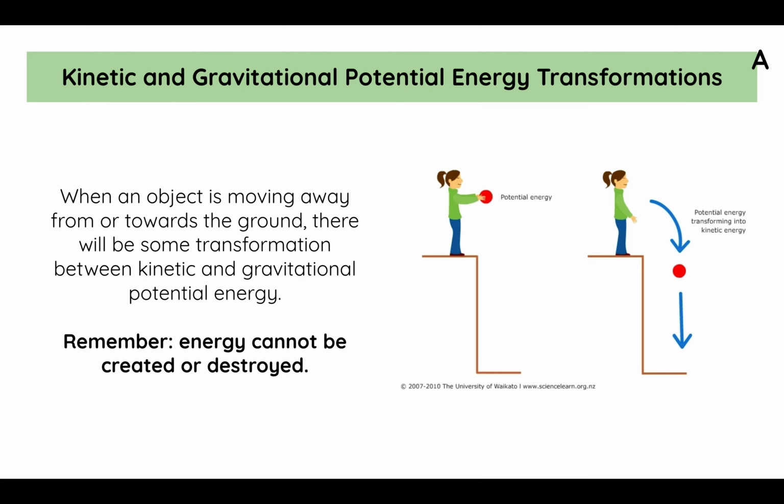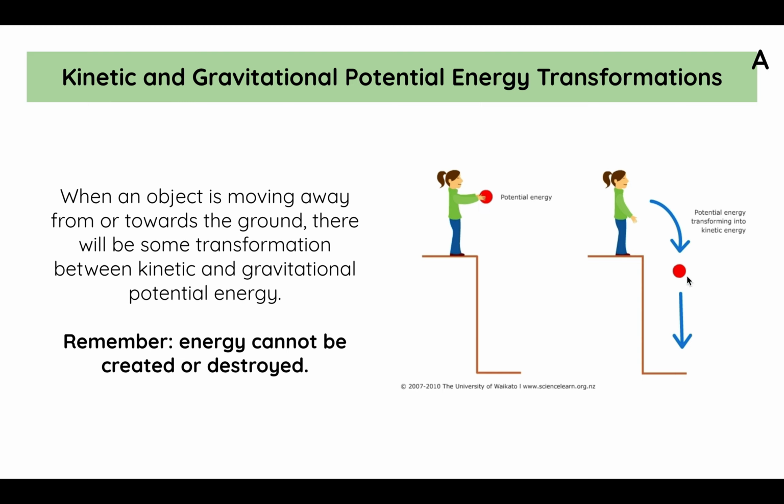Okay, in the very first lesson of this part of the topic, we learned about energy transformations and how energy can't be made or destroyed. It has to be transformed between two types. So when an object is moving away from the ground or towards the ground, there is going to be some transformation between kinetic and gravitational potential energies. So if I'm standing at the top of a hill with a ball that's not moving, it's got 0 kinetic energy, and then it will have a certain amount of gravitational potential energy based on its weight and how high above the ground it is.